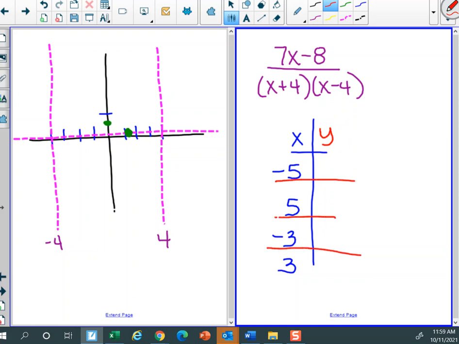So let's do the positives first because they're a little easier. When I put a positive 5 in, it's going to be 35 minus 8, and then this is going to be 9, and this is going to be 1. 5 plus 4 makes the 9, 5 minus 4 makes the 1, 7 times 5 makes the 35, and so I'm looking at something that kind of works out really nicely. 27 over 9.